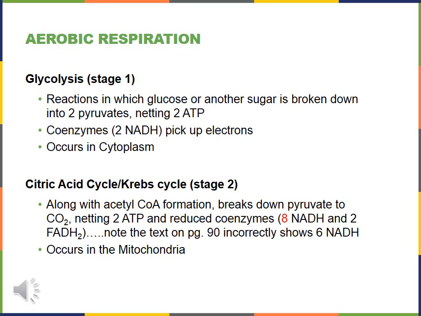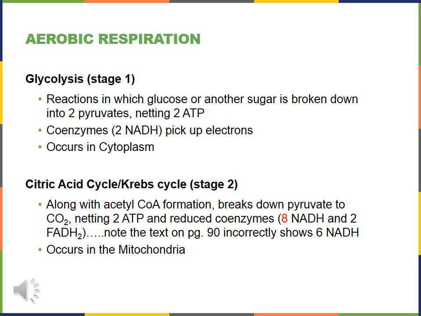There's a note here that says the text on page 90 incorrectly shows 6 NADH. That is actually for a different textbook, not the one that you're working on, not the textbook called Concepts of Biology for the Bio 156 class. So just ignore that little note. There are 8 NADH and 2 FADH2 coenzymes produced, okay? And all of this occurs in the mitochondria.